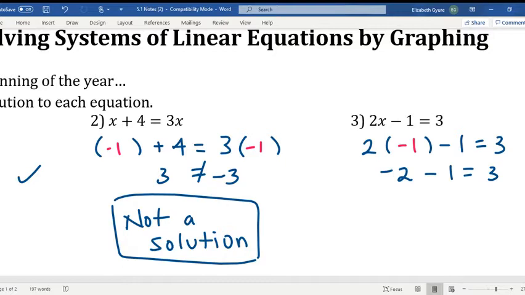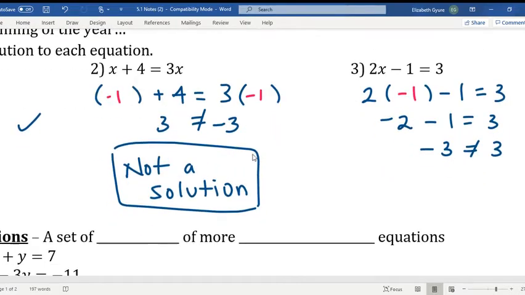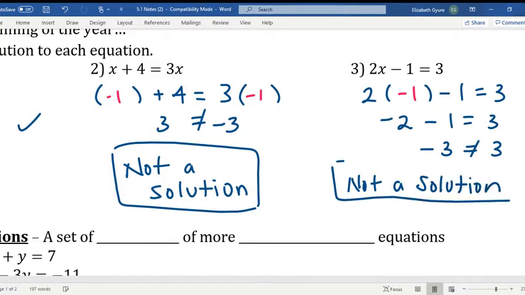What's -2 minus 1? -3. And ladies and gentlemen, does -3 equal +3? No. So does this one work? No. We would again say not a solution. Okay, that's good practice too for some stuff we're going to have to do later in the week or next week because today's Thursday.